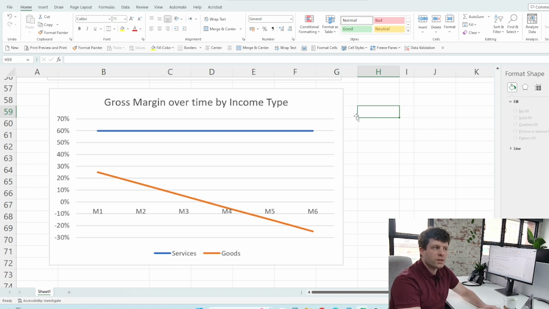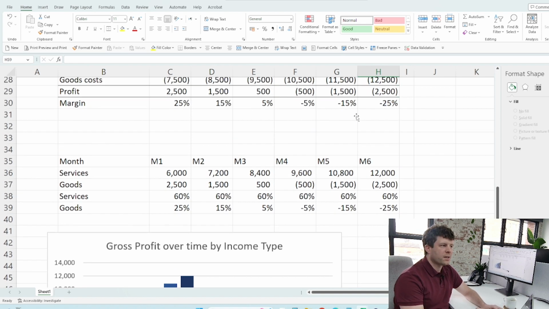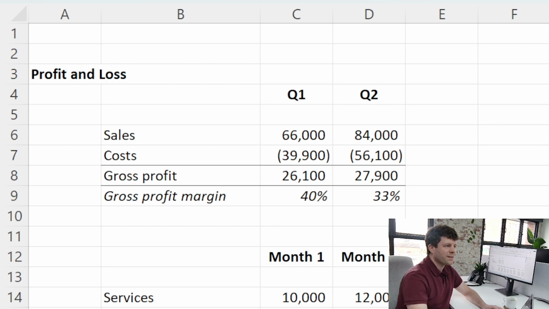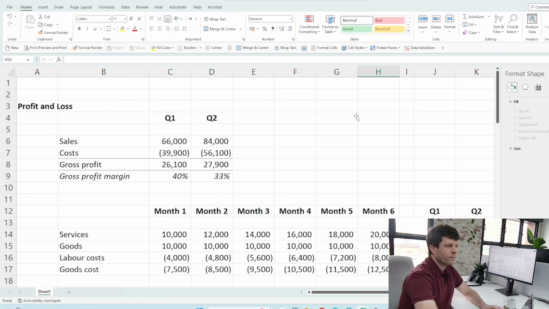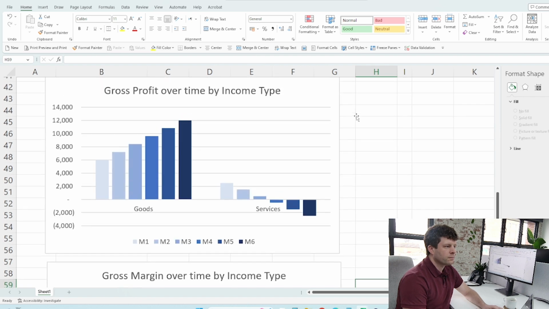The combination of these two graphs can form the start of a really good board pack to start explaining what's happening behind the numbers. And I hope you can see that in comparison to this, giving them this allows the people responsible for change to understand the numbers that they need to use in order to make a difference.